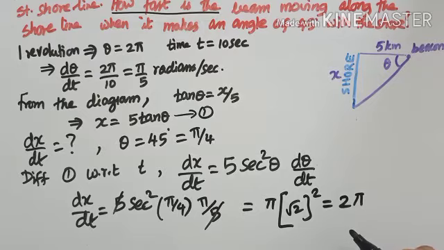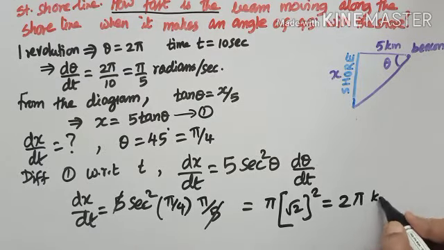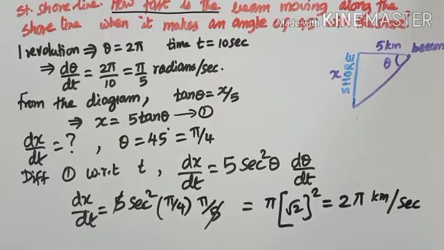And what is the unit? X is in kilometers per, t is in seconds. So the answer is 2 pi kilometers per second.